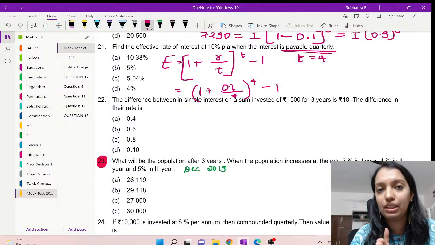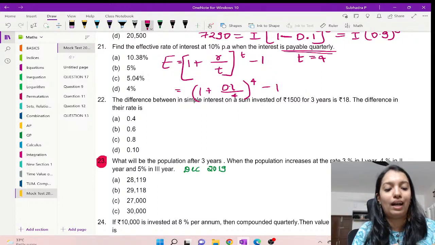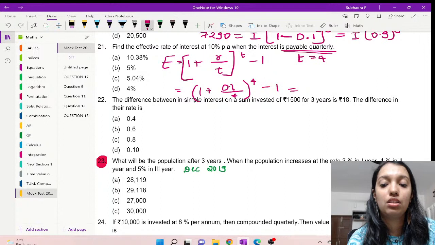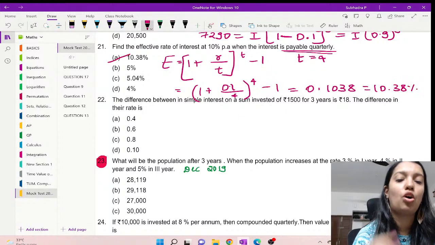That means what you will do in the calculator? Into equal to button 3 times. 1, 2, 3. So you will get 1.1038 minus 1. So your final answer is 0.1038 or it is 10.38%, which is option A.